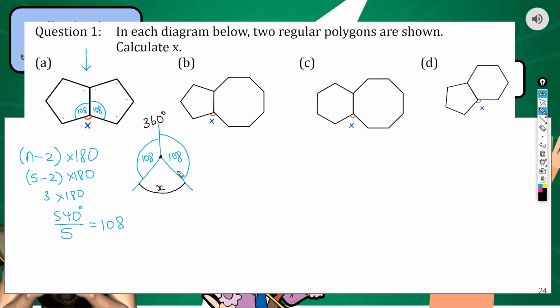Right. Do that, 108 plus 108, and whatever you get, minus it from 360, and you will get the value of X. This angle here, when you work it out, is 144 degrees. 144.